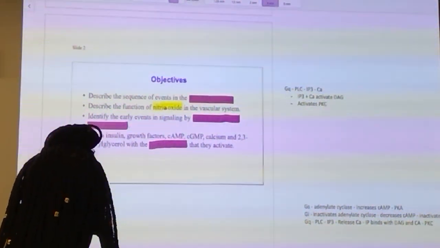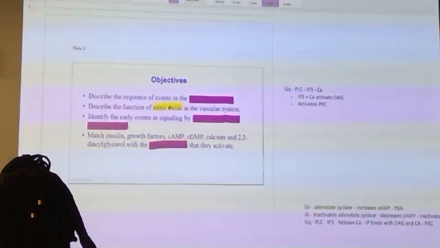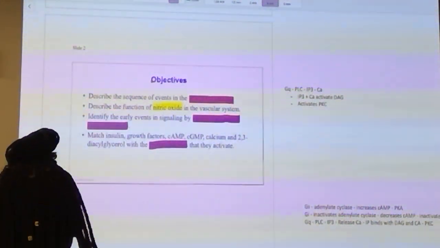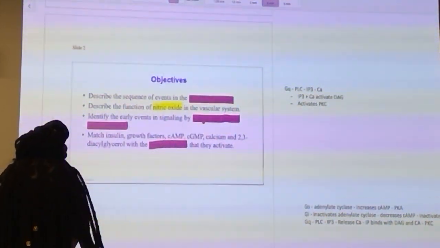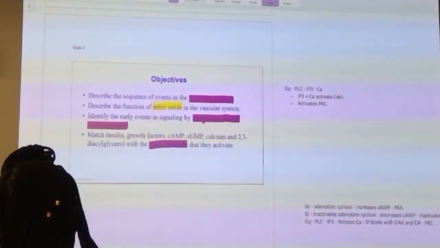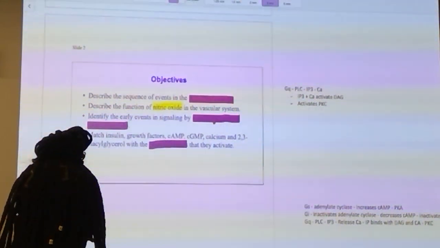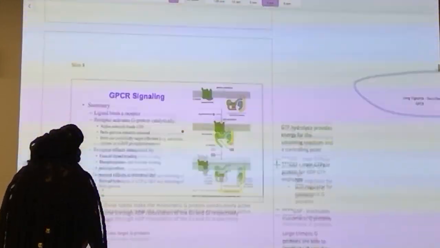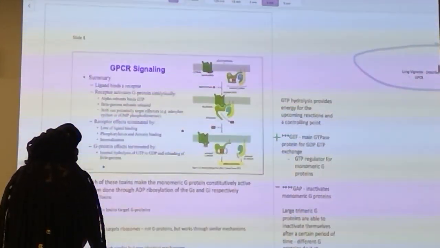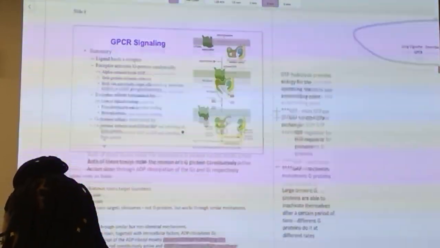Let's see. So nitric oxide, cyclic GMP activates nitric oxide. Insulin and growth factors bind to receptor tyrosine kinase. Okay, that's all I have for that.